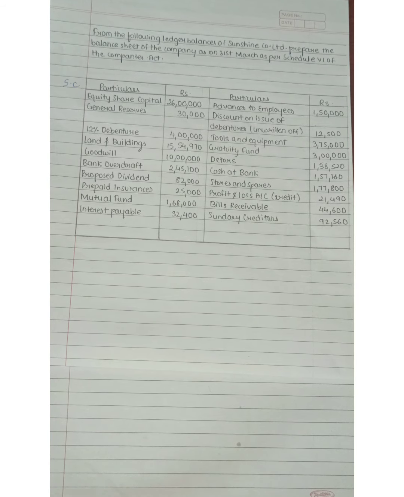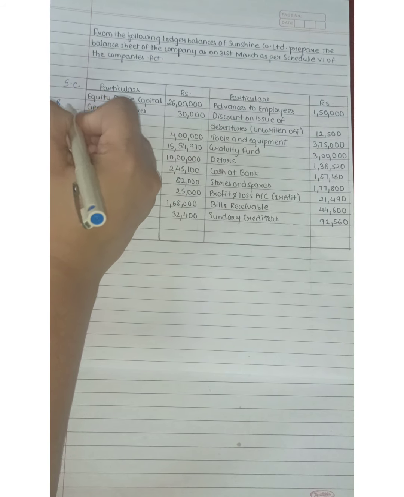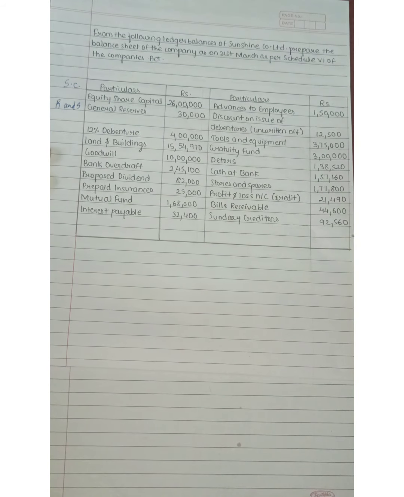Then we have profit and loss account, credit balance. So in my last sum also I explained that if profit and loss account is mentioned on the credit side, then you have to add it to the reserves and surplus. Similarly, if it is on the debit side, you need to deduct it from reserves and surplus. Here we can see it is on the credit side, so we will add it. So right here it will come under reserves and surplus. The same with this, it will come under reserves and surplus.